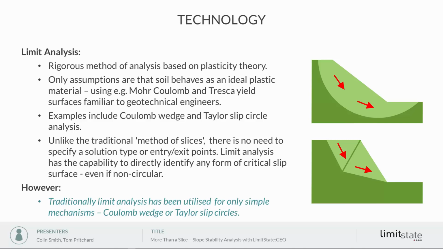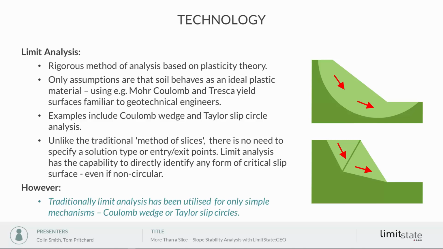And the key assumptions are that the soil behaves as an ideal plastic material, and we use Mohr-Coulomb or Tresca yield surfaces, which are familiar to geotechnical engineers as the yield surfaces we tend to use for frictional materials like sands and gravels, and Tresca for clays. And typical analysis methods that come up in textbooks are Coulomb wedge type analysis and slip circle analysis, shown in the diagrams on the right. And they encompass the core functionality of limit analysis.